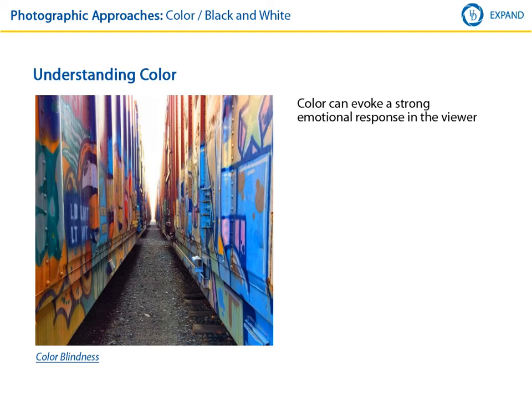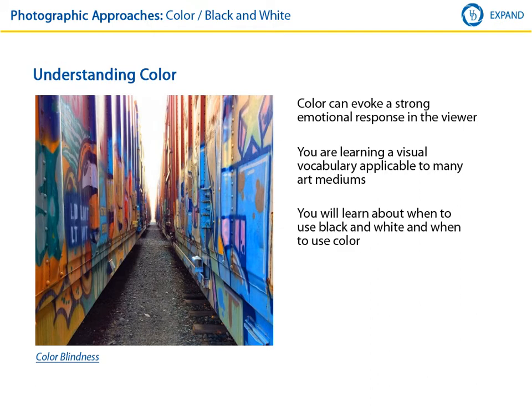Whether you're viewing a sculpture, a painting, or a photograph, color can evoke a strong emotional response in the viewer. In previous lectures, we focused on composition, perspective, and the direction of light. You are beginning to train your eye and build a visual vocabulary that is applicable to many different art mediums. This lecture will help you understand how to observe and capture the different moods of color in a still image and understand when to use black and white.